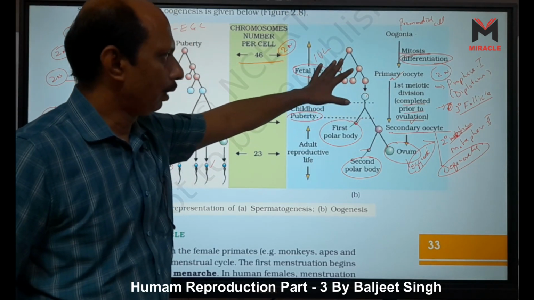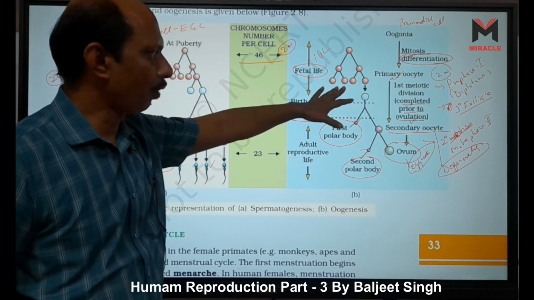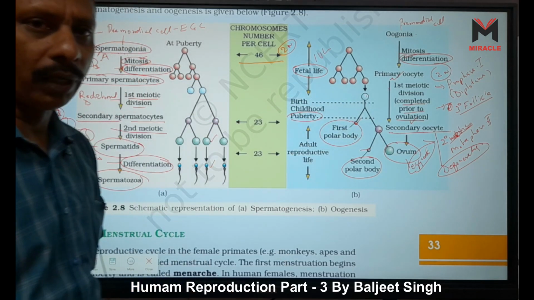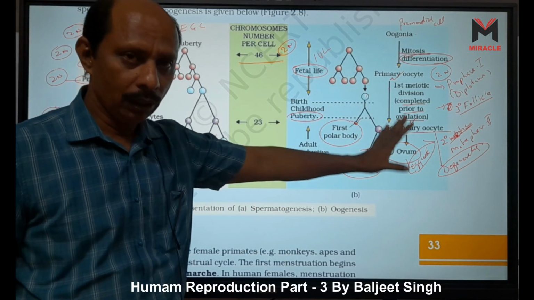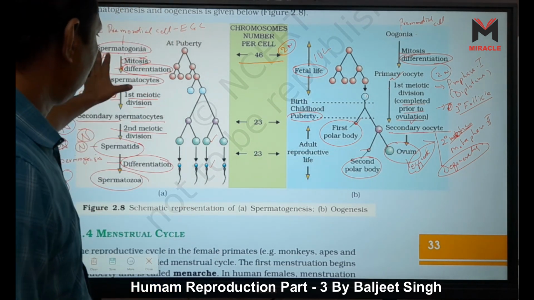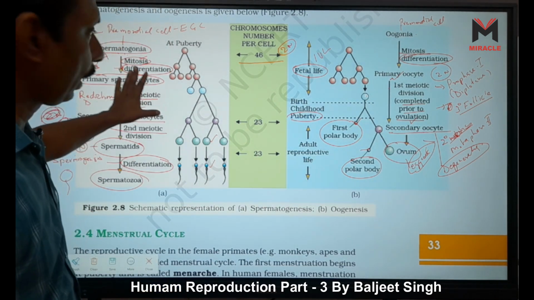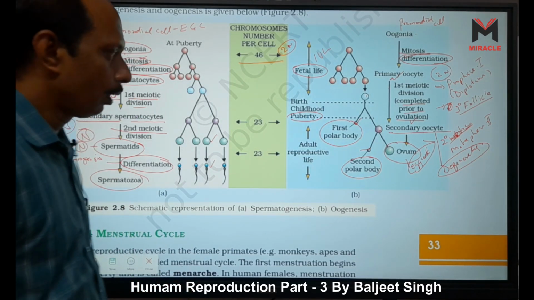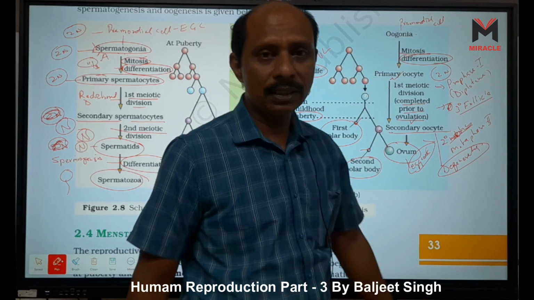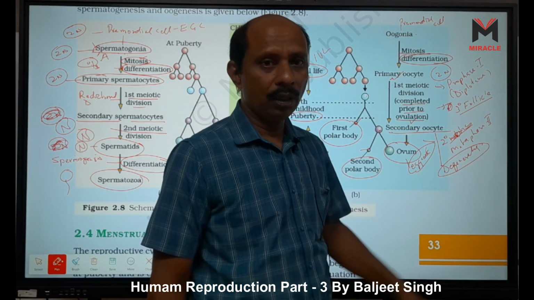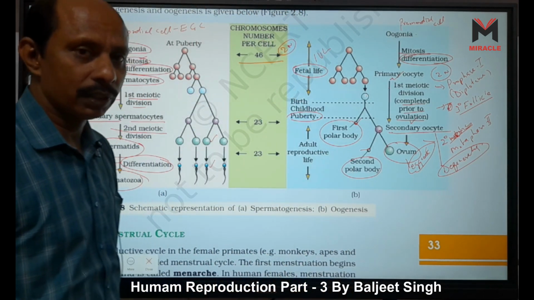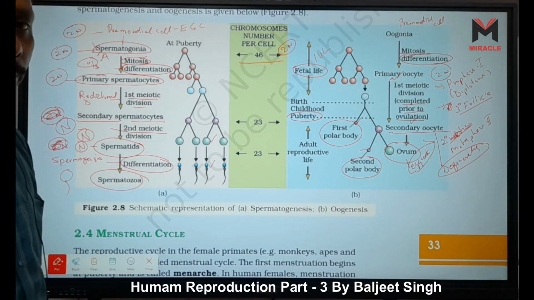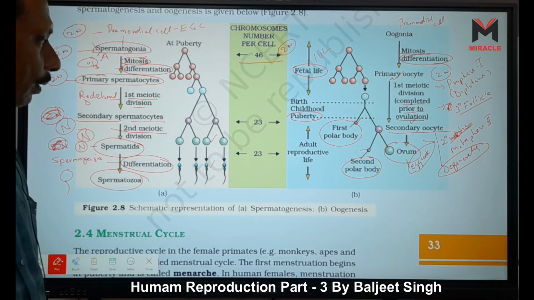oogonium is here. That means the formation of gametes starts in intrauterine life in the case of oogenesis, and it starts at puberty in the case of spermatogenesis. It is a continuous process, but it has two arrested phases. First, meiosis I, prophase I in diplotene; second, in meiosis II, metaphase II, right?